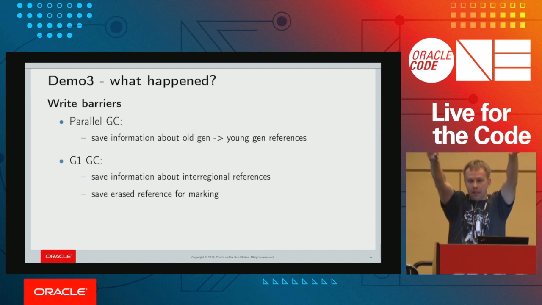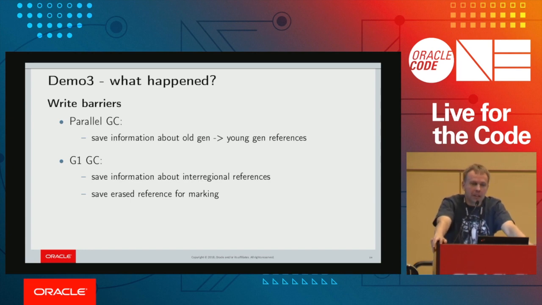So we write references. And the garbage collector has such bad things called write barriers for references. It's some actions which the GC should perform to provide its proper activity when we operate with references. For Parallel GC, it's quite a simple idea: the GC has to save information about references which go from old generation to young generation.